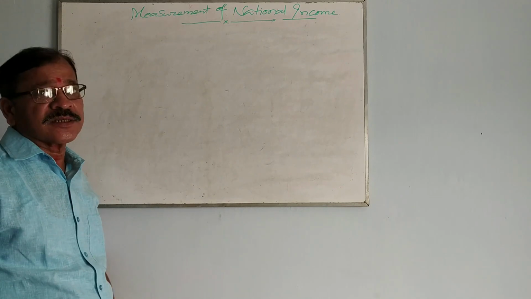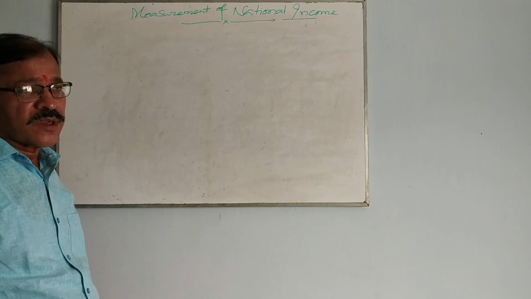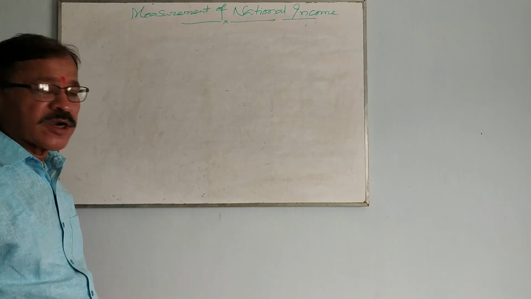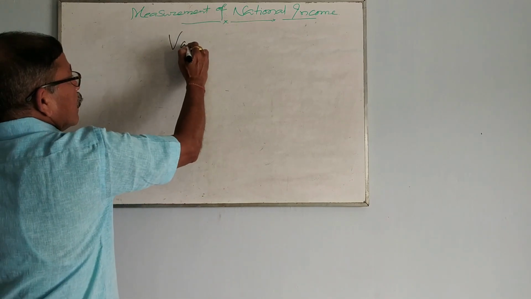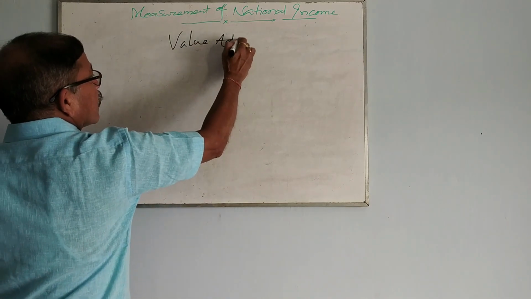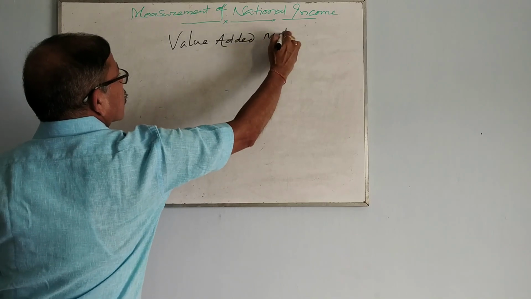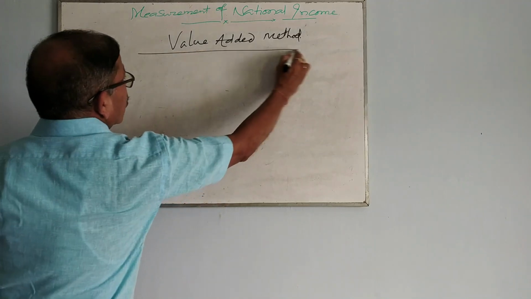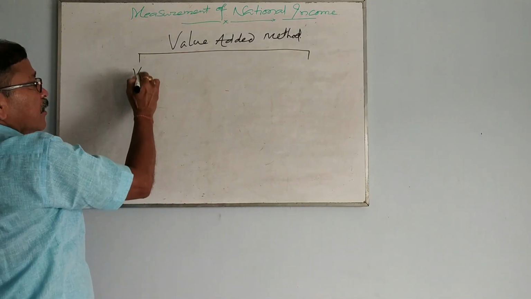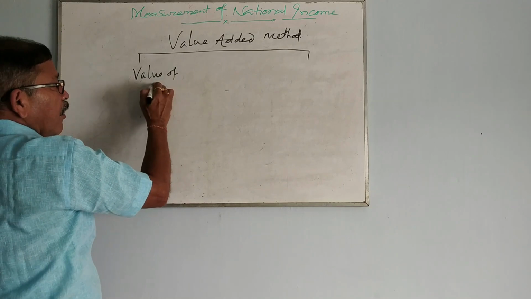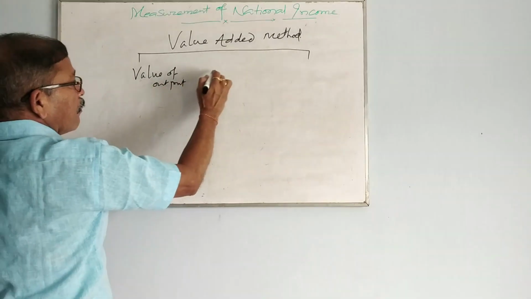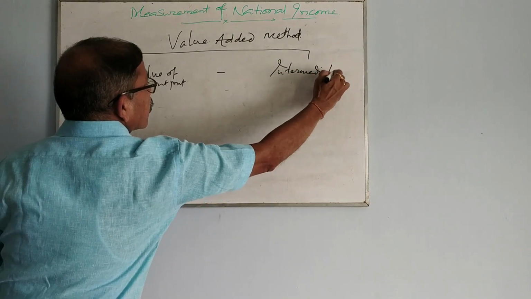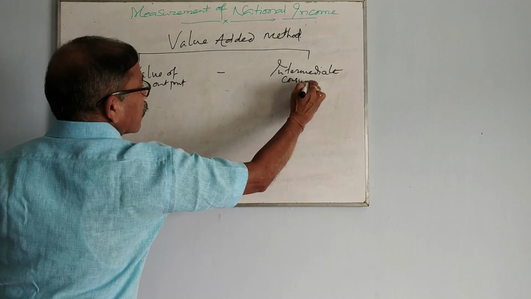Now let us discuss its formula and how to calculate national income by value added method. Okay. So value added method. So what is the formula? Formula is simple. Value of output minus intermediate consumption.